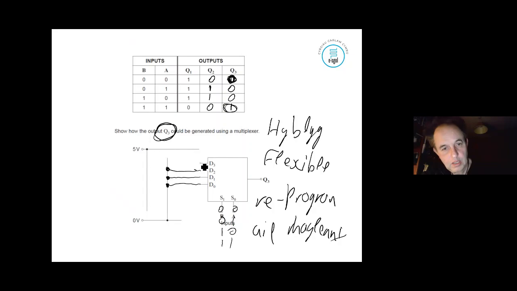If you put in two ones, you want a one to come out. So then you would wire it up to the 5 volts, because 5 volts would represent a one.